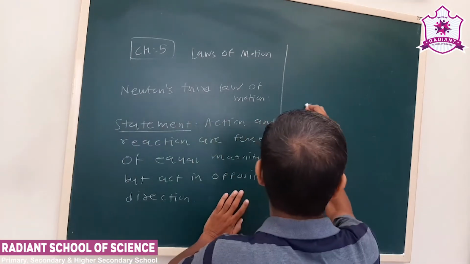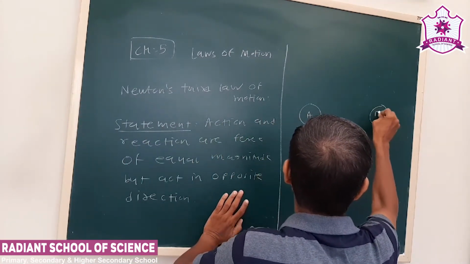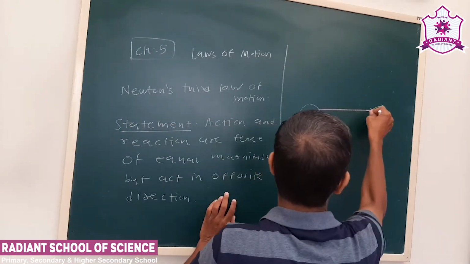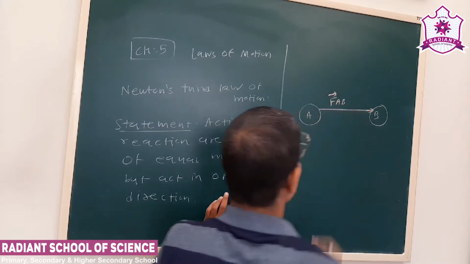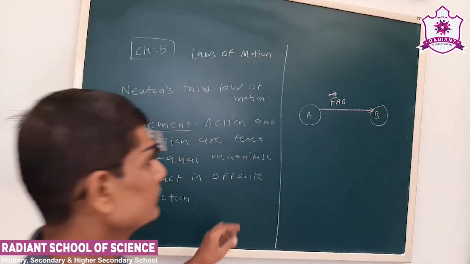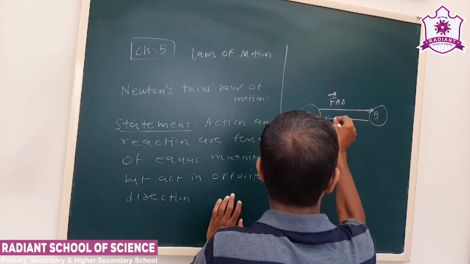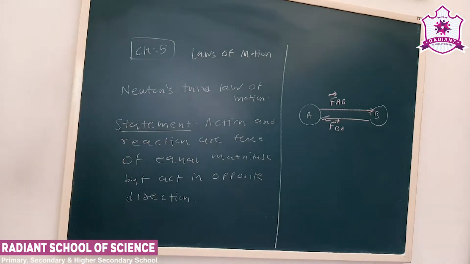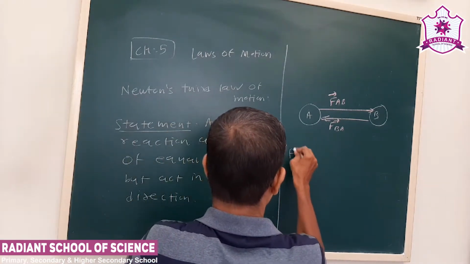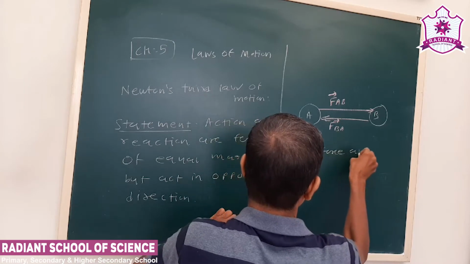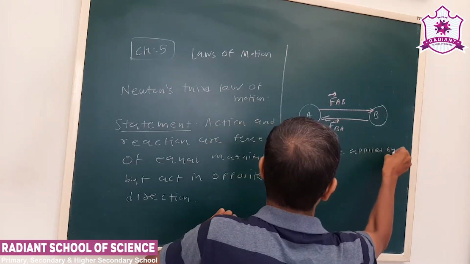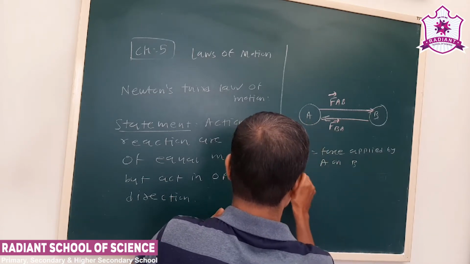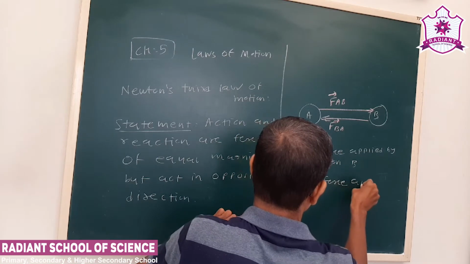Consider the interaction of two bodies A and B. Let us say FAB is the force applied by A on B, then FBA will be the force applied by B on A. So we define FAB as the force applied by A on B, and FBA as the force applied by B on A.